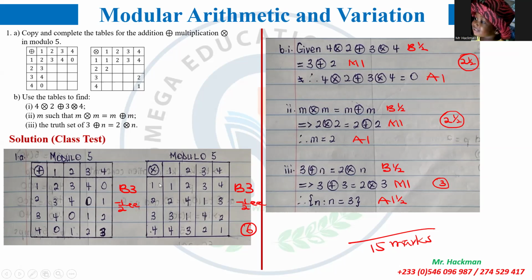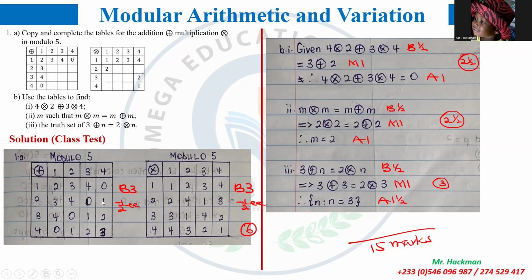Then this one is multiplication. You also start from 2 times 2, mod 5. 2 times 2 will give you 4. 4 mod 5 is still 4. So you do the same for the rest. 2 times 3 will give you 6. 6 mod 5 is 1. You know, modulo has to do with remainder. So that will give you the completed table here.